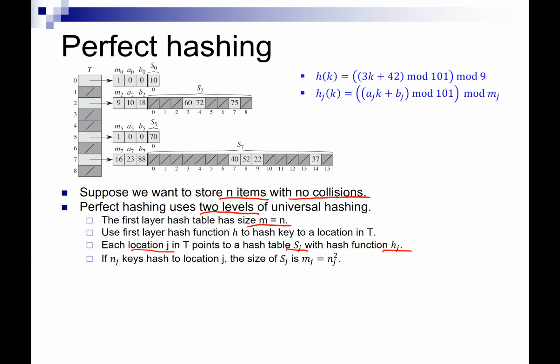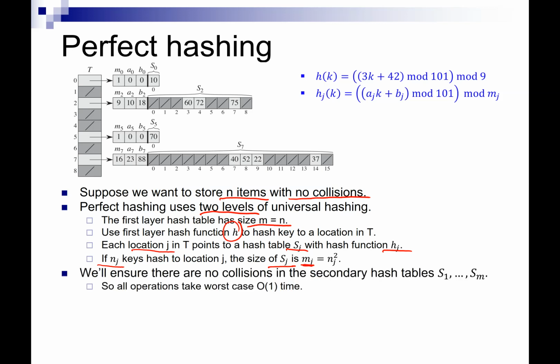Now we haven't said how big this s of j hash table is. What we're going to do is look at how many keys actually hashed to location j when you apply the first layer hash function. Suppose n sub j keys hash to the location j. Then we're going to define the size of this hash table s of j at location j to be n sub j squared, the number of keys that hash to this location, squared.